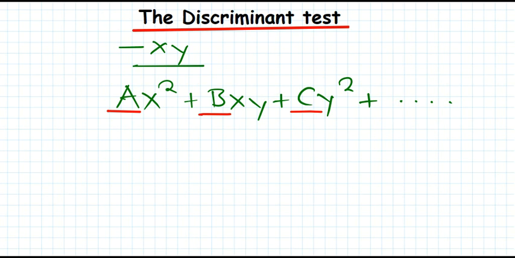So pause the video. Given x squared plus xy plus y squared minus 1 is equal to 0, feel free to pause the video and perform a discriminant test. Is it an ellipse? Is it a parabola? Is it a hyperbola?